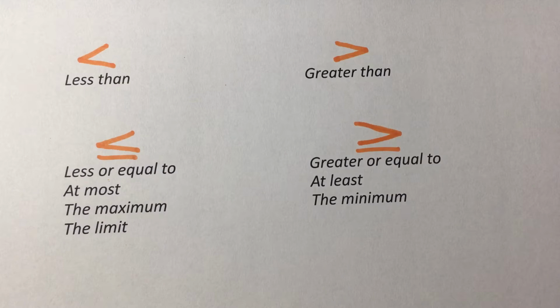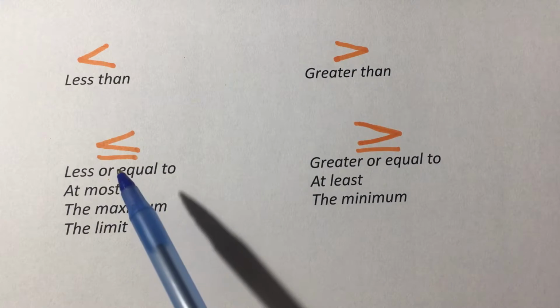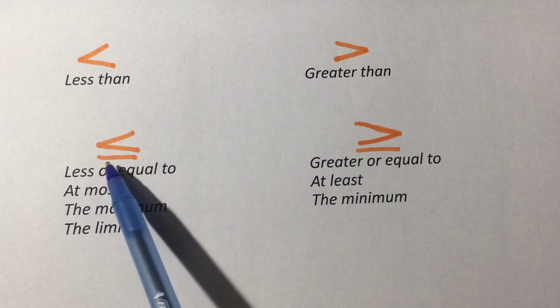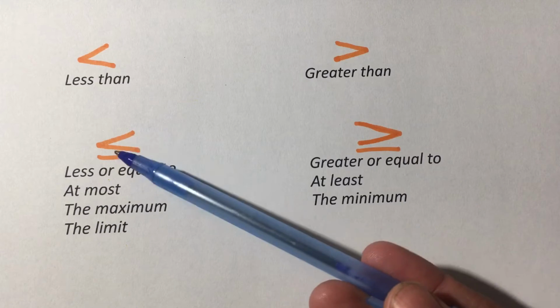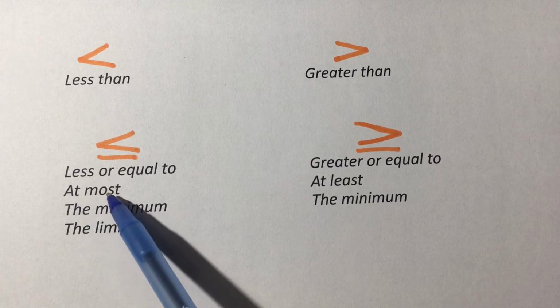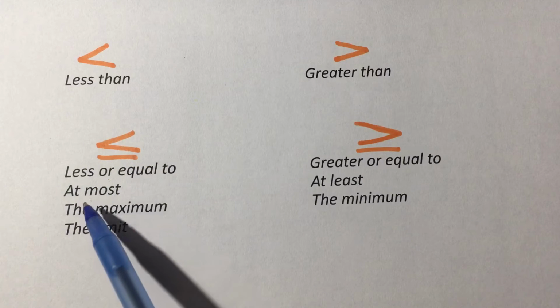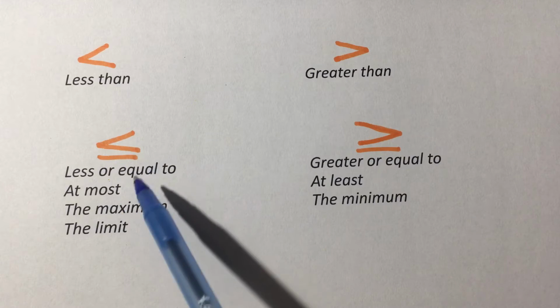this symbol right here. Greater than is this right here. Less or equal to, you have less and the equal sign underneath. But also for that same symbol, you have at most. That means that that's the maximum. It has to be that amount or less when we have at most. The maximum or the limit means the same thing.